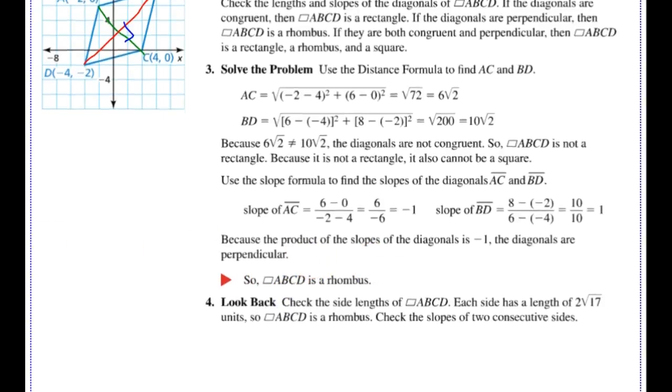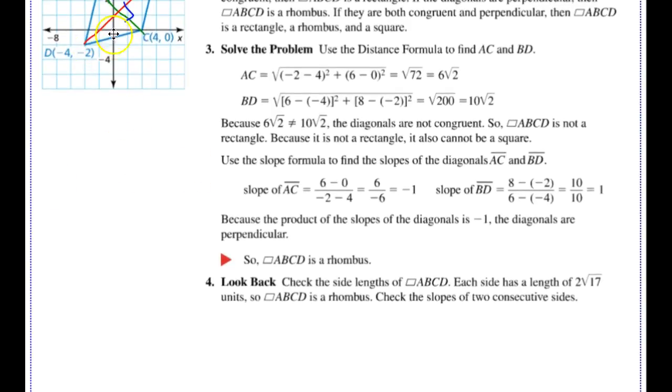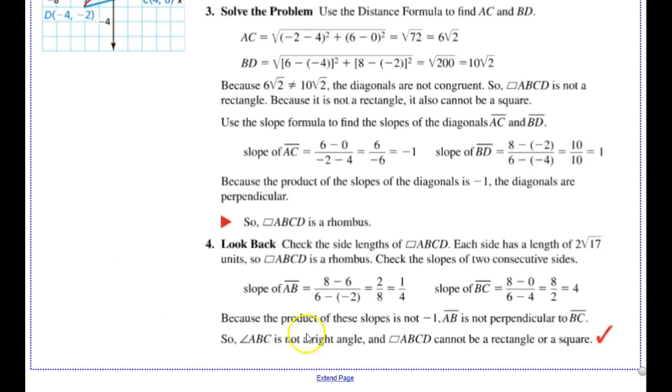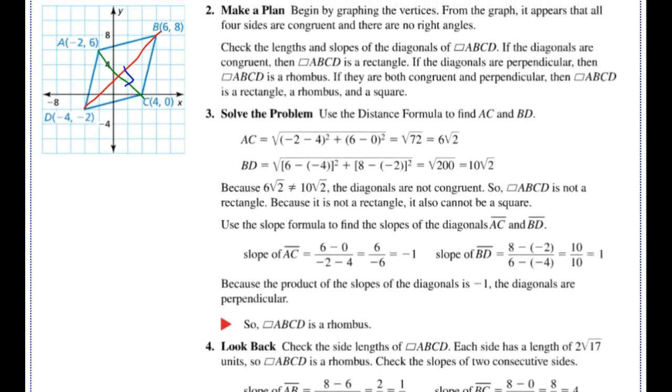So if I really want to go further, I can check the side lengths, right? Find the distance of all of my side lengths, and I would find that each of them had the same length, so then I know that it is a rhombus. I can also check the slopes of two of my consecutive sides, right? And to see where the slopes line up. So I know that they are not perpendicular, right? Because my slopes are not the negative reciprocals of each other. So it cannot possibly be a rectangle or square, but I do know that it is a rhombus because the diagonals are perpendicular.